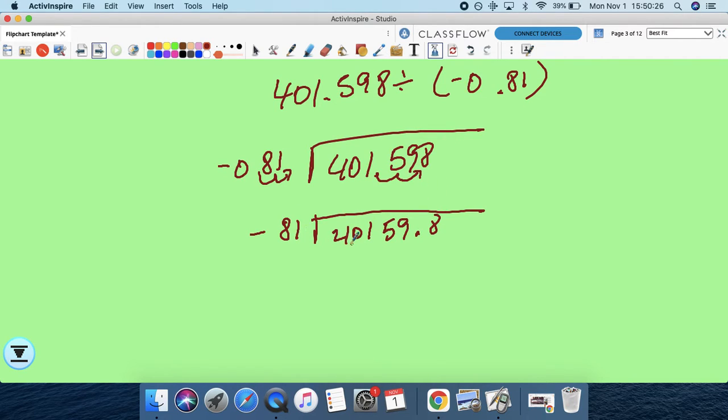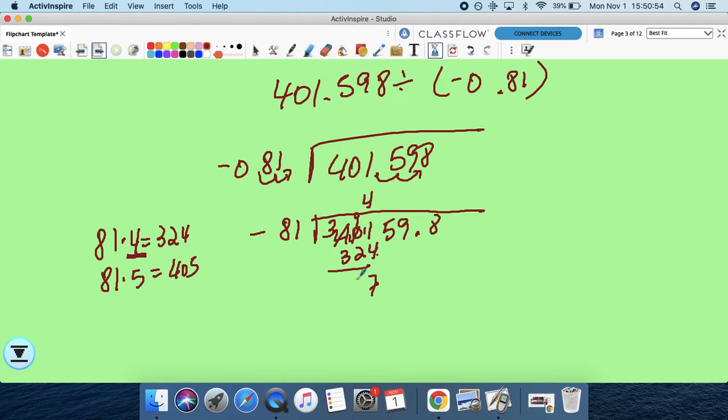So 81 goes into 400. Into 4? No. 40? No. 401? Yes. How many times? It would be 4. 81 times 4 is 324. 81 times 5 is going to be 405. Too much, so we're going to use 4. 324. Do a little borrowing here. 3, 10, 9, 11. 11 minus 4 is 7. 9 minus 2 is 7. Bring the 5 down.